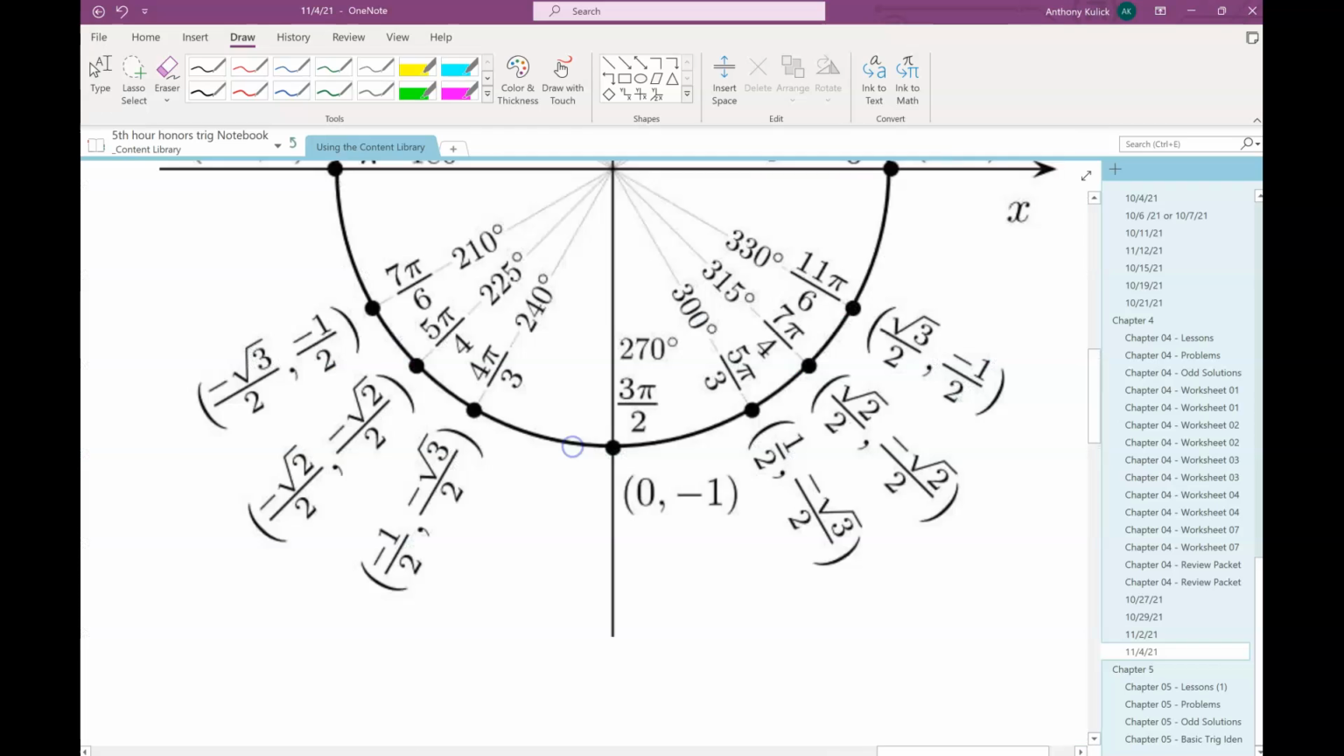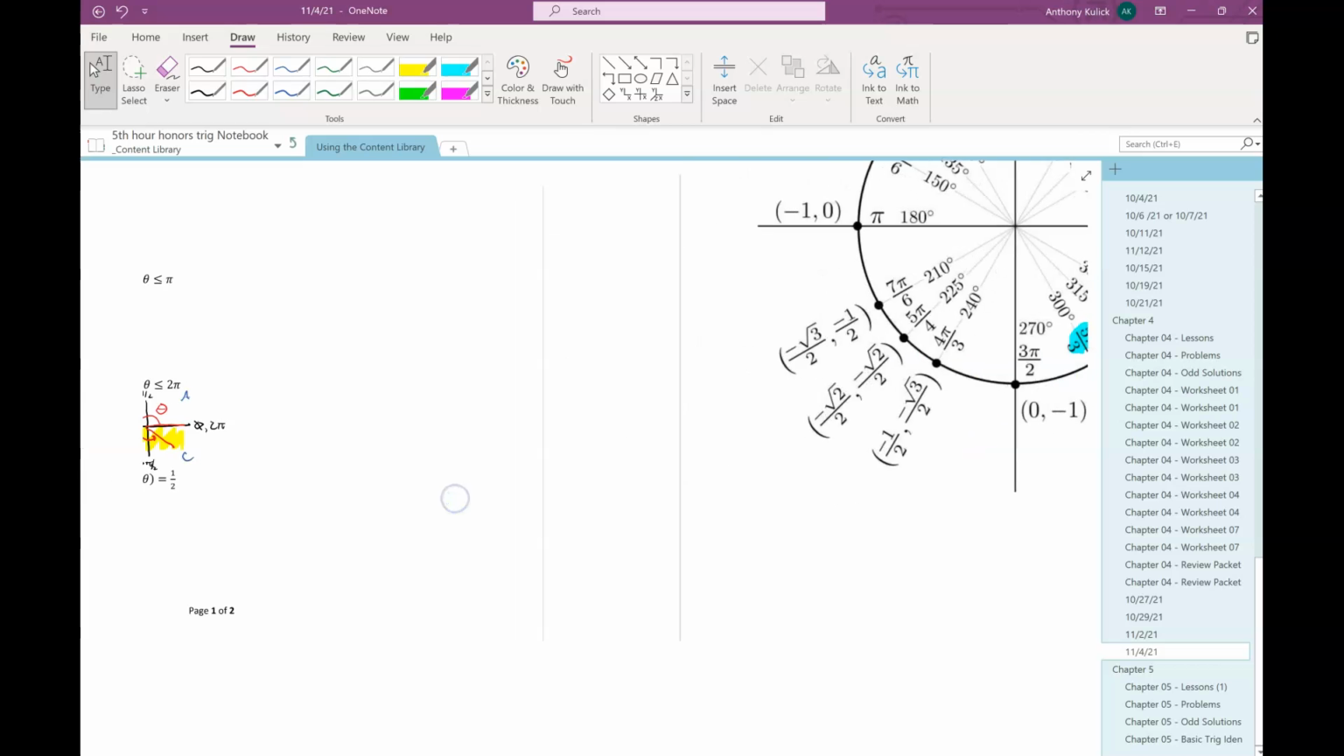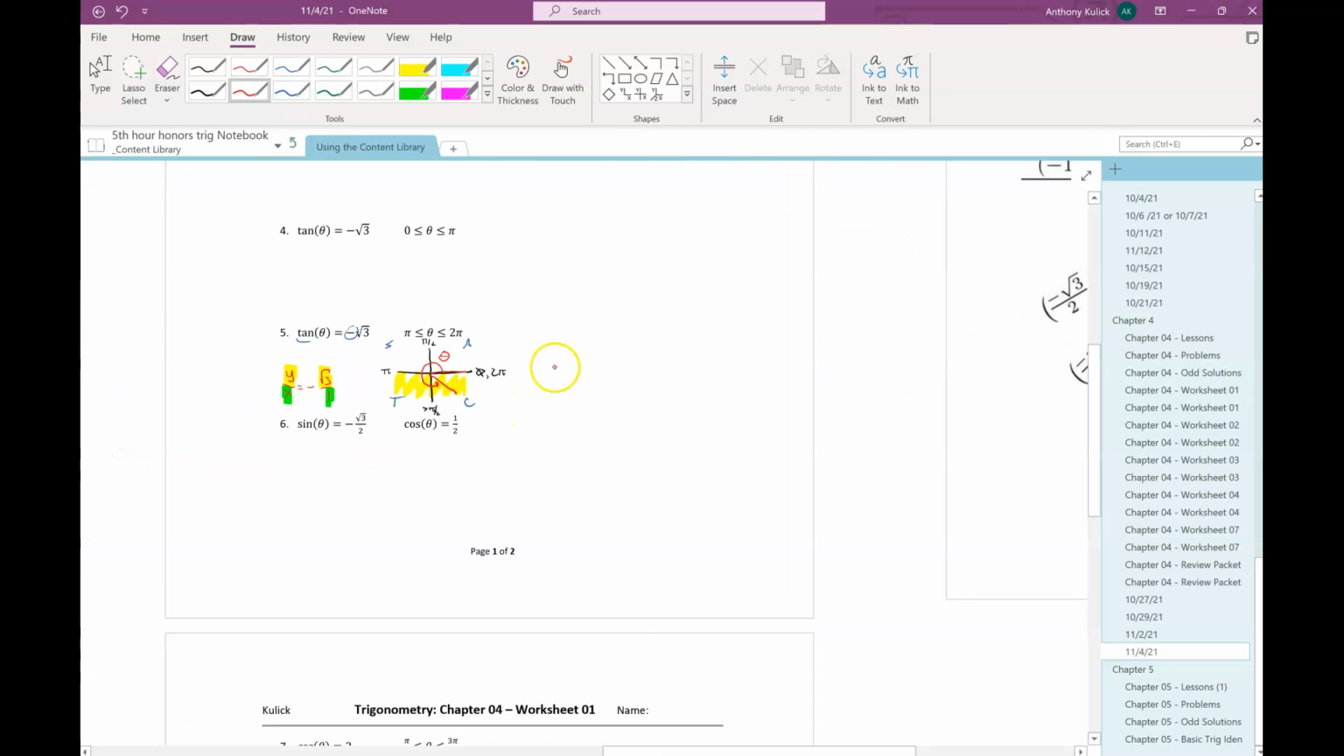So going over to here, I'm looking for the place where the y coordinate has a root 3 in it, and the x coordinate has a 1 in it. So that should be 5 pi over 3. And that's my answer.